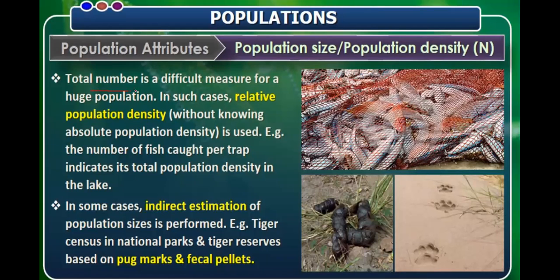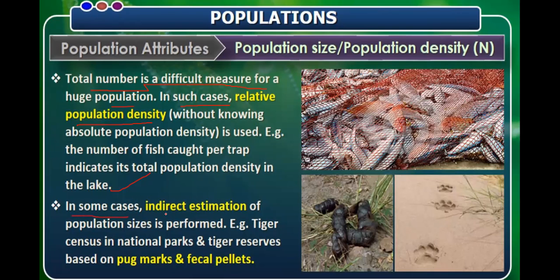Total number is a difficult measure for a huge population. In such cases, relative population density, without knowing the absolute population density, is used. For example, the number of fish caught per trap indicates the total population density in the lake. If the catch per trap is more, then population density is more. If per trap it is less, then population density will be less.